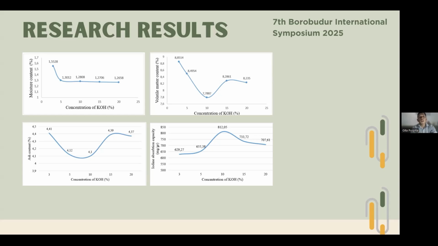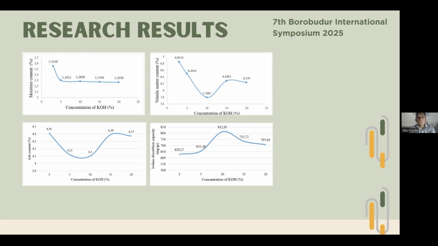However, there were fluctuations with a slight increase in ash content at 15% and 20%. This increase is indicated by the potential for the potassium hydroxide to be absorbed into the activated carbon and remain after the activation process, I should say. Despite the fluctuation, the total ash content produced in this study still meets the Indonesian industrial standard, which sets a maximum limit of 10%. Now let's move on to the volatile matter.